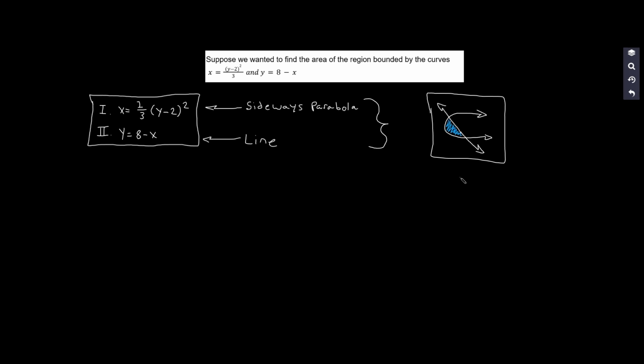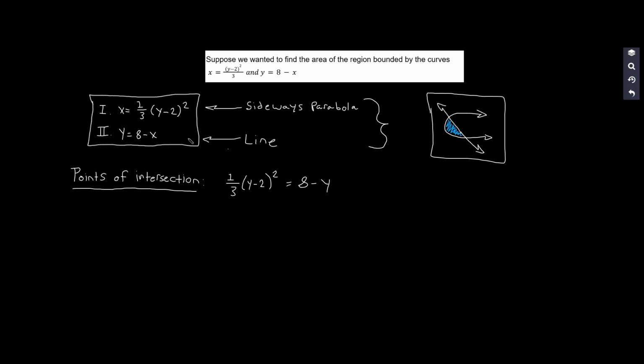All right, so what's up with this? What do we need to do? Well, we need to find the points of intersection. How are we to find the points of intersection? We need to set the values equal to each other. We're going to take these two equations up here, and we're going to set them equal to each other.